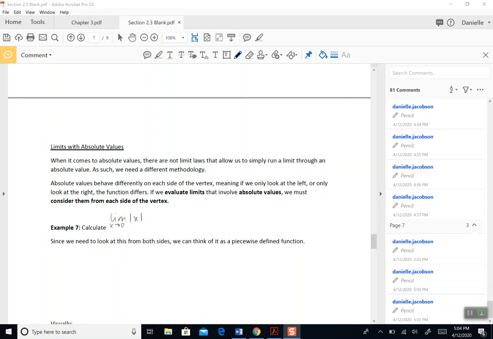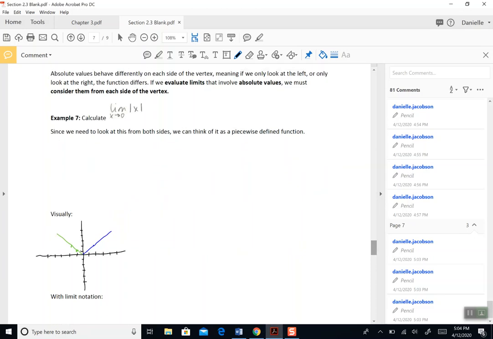So it's really important that we go through this process. All right, so let's start with just the simplest form of an absolute value equation, and that's just the absolute value of x. Let's think about this both visually and computationally from both sides. If we're thinking about it from both sides of the vertex, we can represent this with a piecewise defined function, so a function that's defined in two different parts.